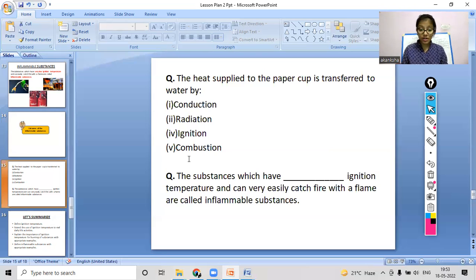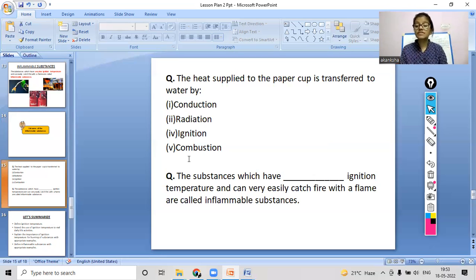Yes. Okay, so now my second question is, the substances which have dash ignition temperature can very easily catch fire with a flame and are called inflammable substances. So what will be the answer to it? You have to write in the chat box again. Okay, I will still give you time. Okay, so yes, I can see the right response. It is the low ignition temperature. So now we will move on ahead and we will summarize.